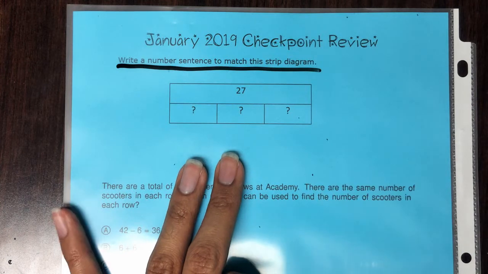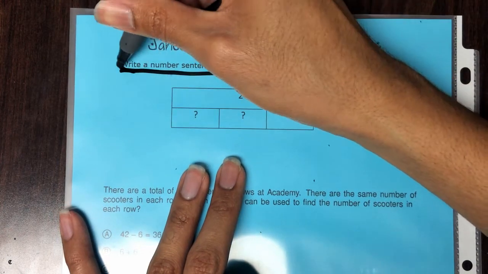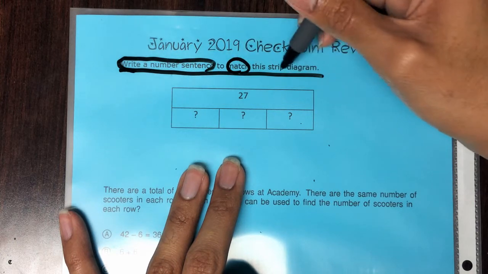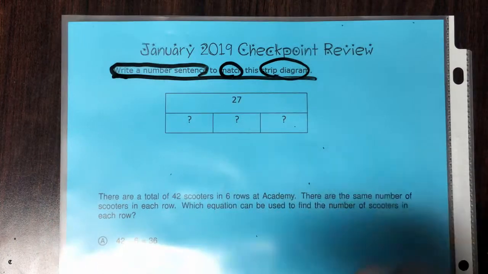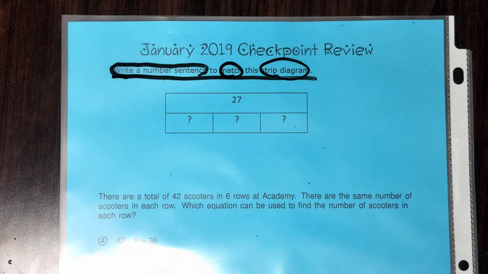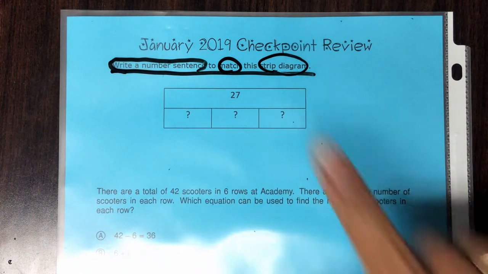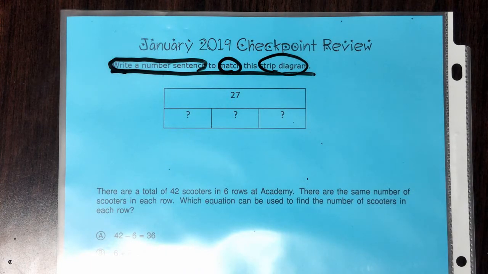So now we can circle the clues. We need to write a number sentence to match the strip diagram. So here's our strip diagram. And since it's so short, we don't need a three-step process. But I do need to figure out which operation this shows. So take a look at this picture and take a look at your action poster.